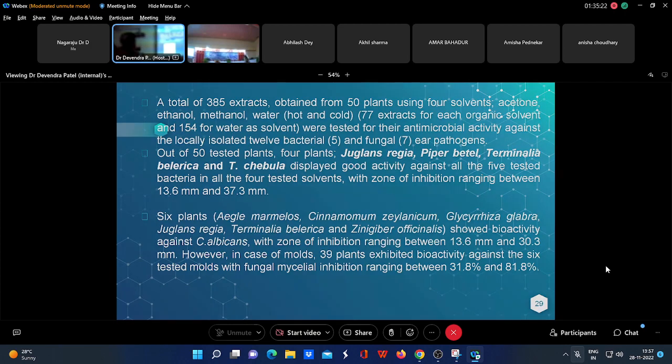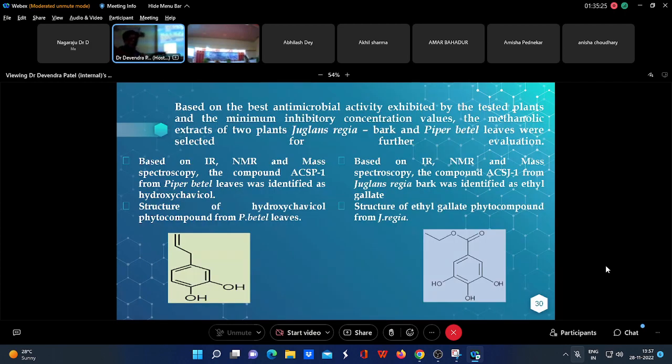And these were the two compounds which have been isolated, one from one plant, another from the Juglans region, and these two compounds have shown the ability to control the ear pathogens, and there is a possibility that they can be used as compounds for products to control ear pathogens.